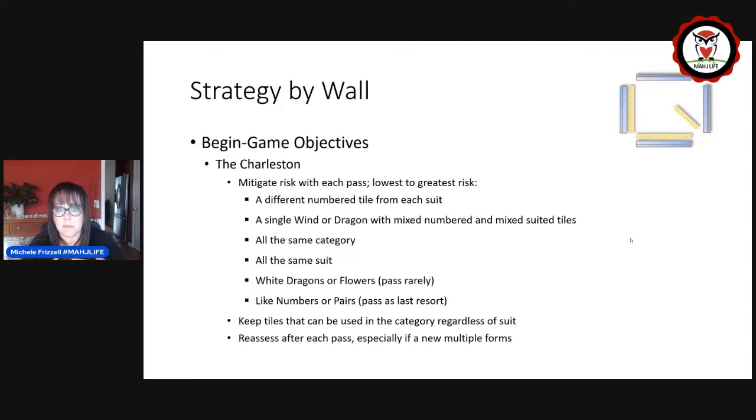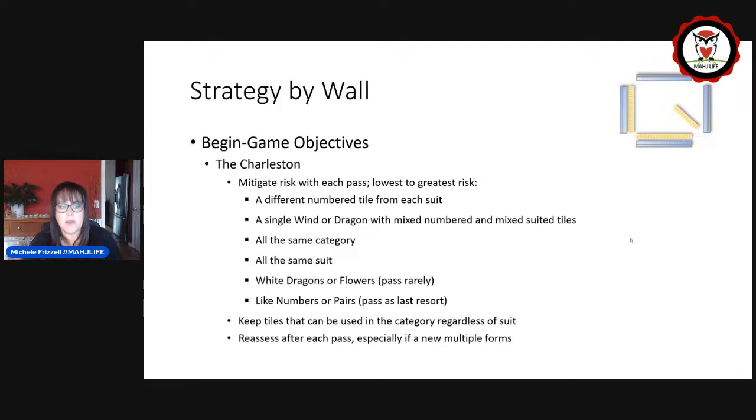And in my experience, passing like numbers is very nearly as risky as passing pairs, because if you look at the card, there are like numbers all over the card. 41% of the hands use like numbers, I believe is the statistic. So try not to pass like numbers. So this is the risk level going from the lowest risk to the greatest risk, and you just want to mitigate it. Pass as defensively as you can with your remaining tiles.